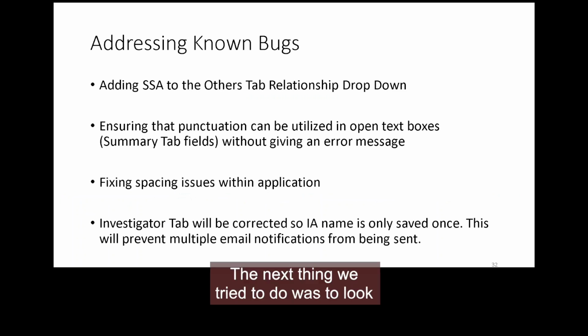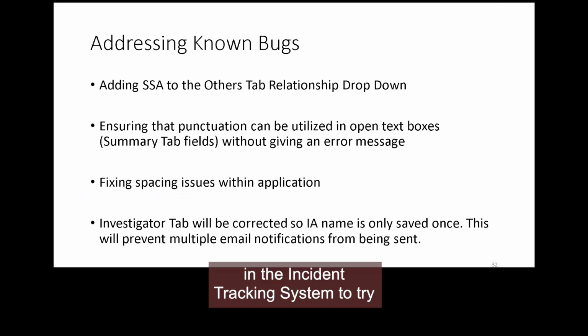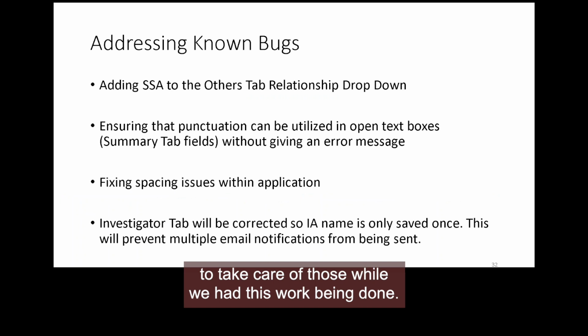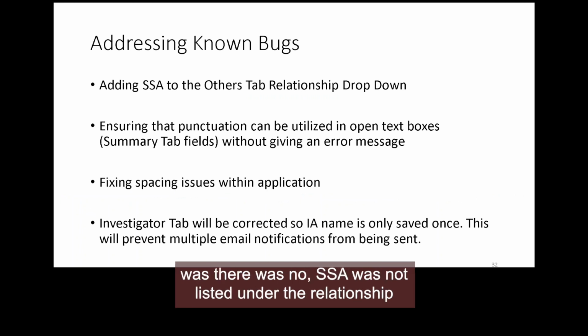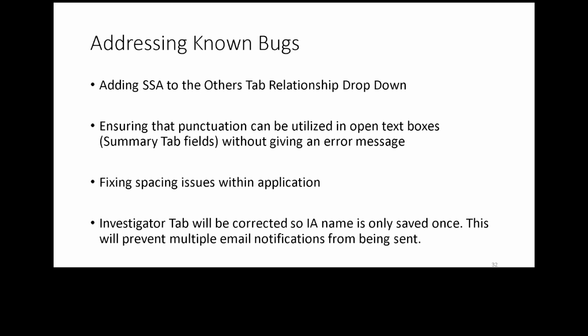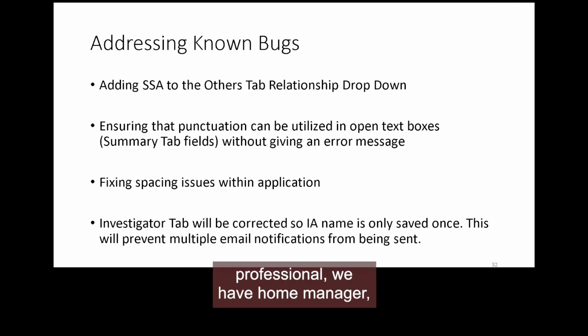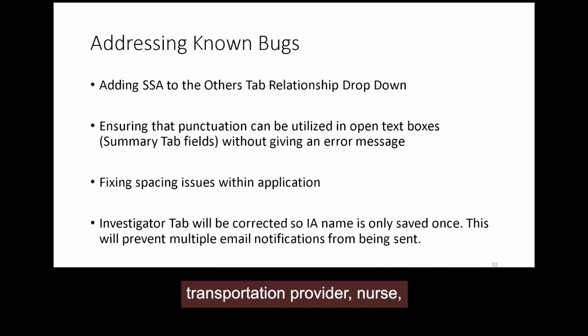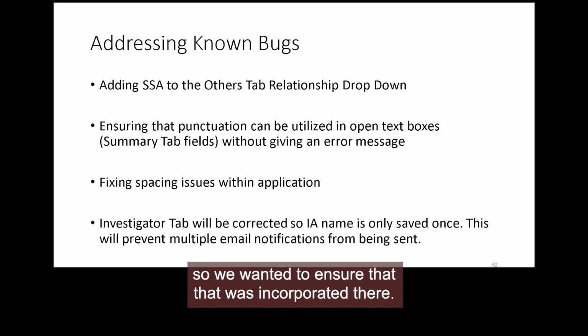Right. The next thing we tried to do was to look at existing glitches or bugs in the incident tracking system to try to take care of those while we had this work being done. One of the things that we noticed on the Others tab was that SSA was not listed under the relationship in the drop down. So, you know, we have direct support professional, home manager, transportation provider, nurse, pretty much everybody but the SSA. So we wanted to ensure that that was incorporated there.